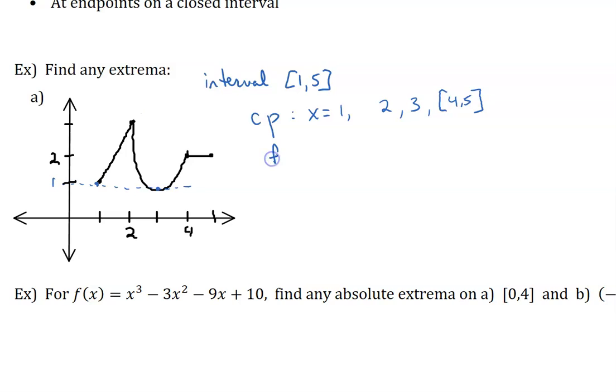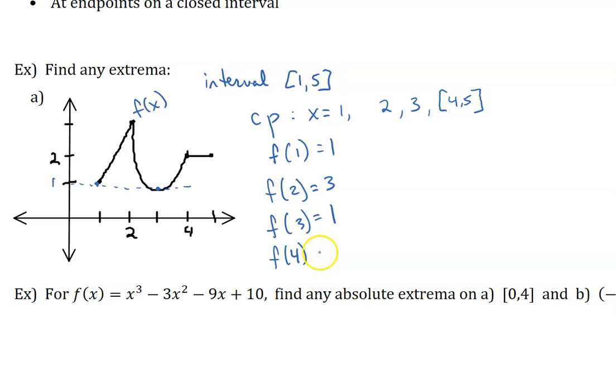So we'll call this f of x. So f of 1 is equal to 1. F of 2 is equal to 3. F of 3 is equal to 1. And then everything from f of 4 to f of 5 is all equal to 2. So f of 4, and then all the in-between points to f of 5 also equal to 2. Okay, so I'm just making a note here that I'm considering the entire interval.